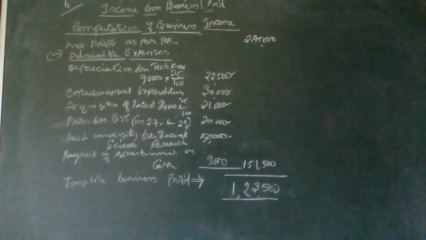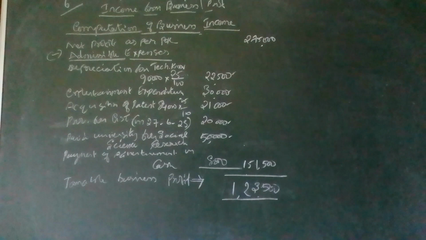First we have to take net profit, and if the given expenditures are not considered previously, that means not considered for the given profit, then we have to take net profit minus admissible expenses. If these expenses are already considered, then we have to take profit minus inadmissible items.